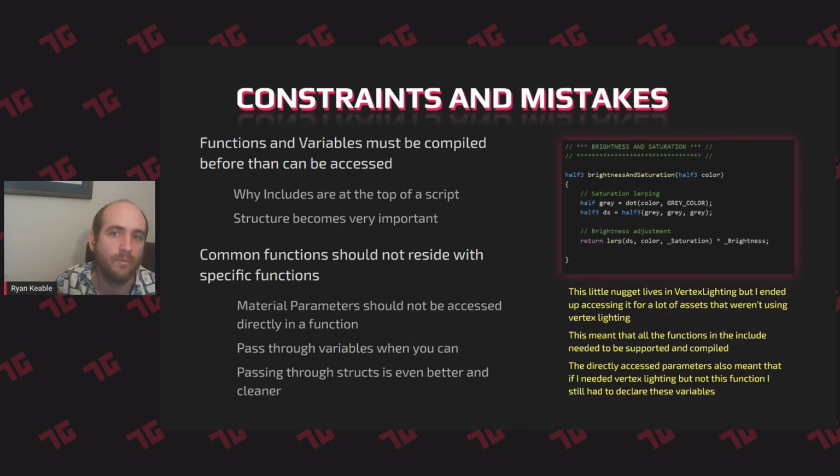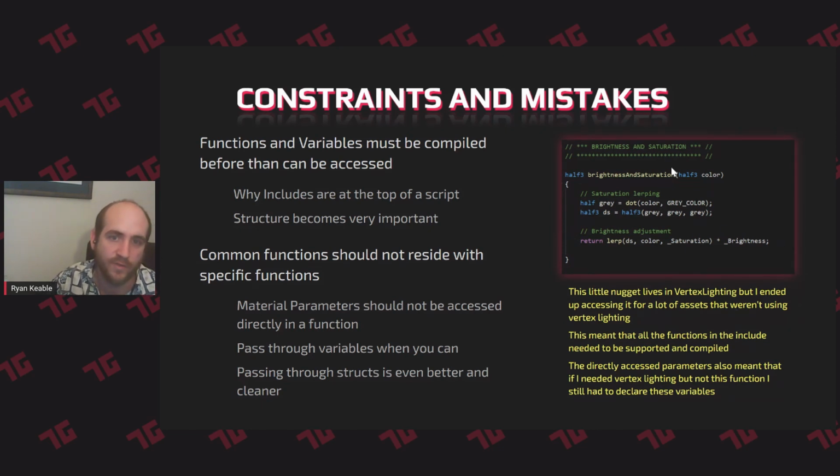And one of the mistakes I made, especially here in this little function nugget, is don't have common functions residing with specific functions. This function here was in our vertex lighting shader, and I ended up accessing how we interpolated brightness and saturation in a lot of materials that didn't use vertex lighting. But because they were accessing the vertex lighting library, they still needed to declare the parameters specific to that vertex lighting library so that it could compile the whole shader. And it just kind of got messy and difficult in the end.